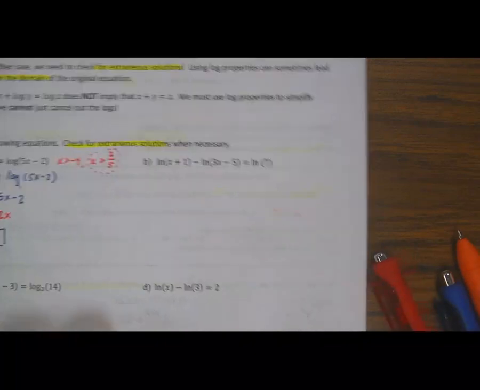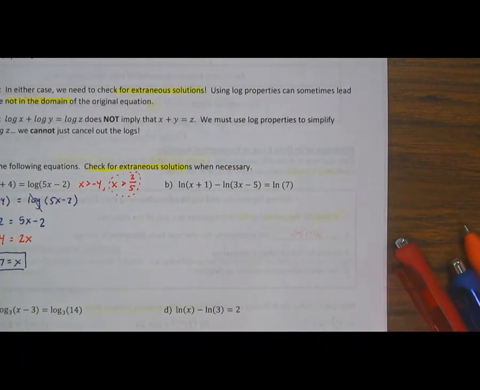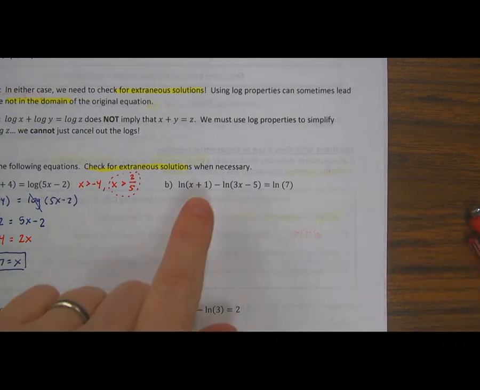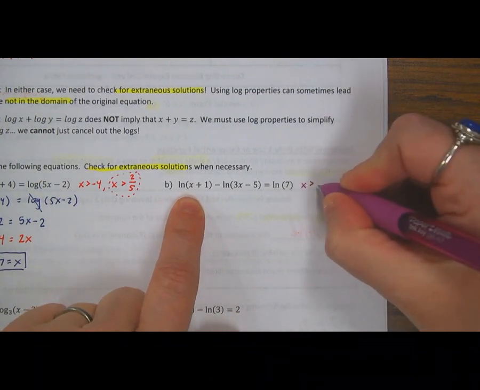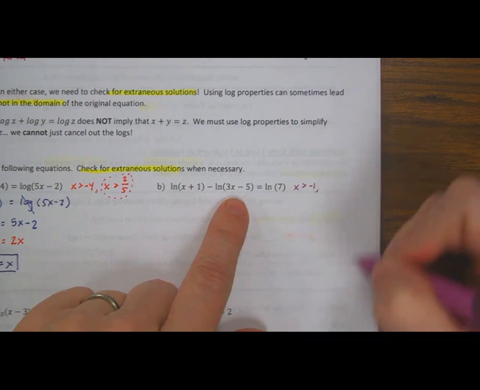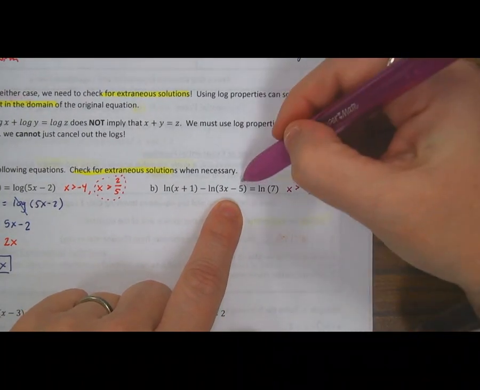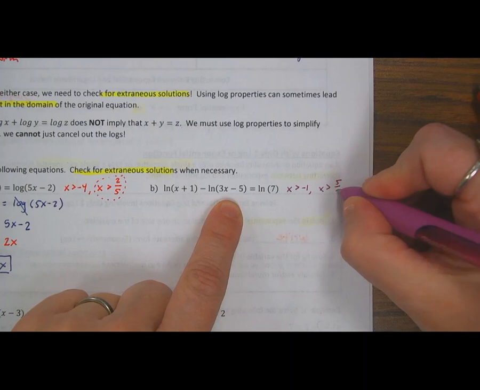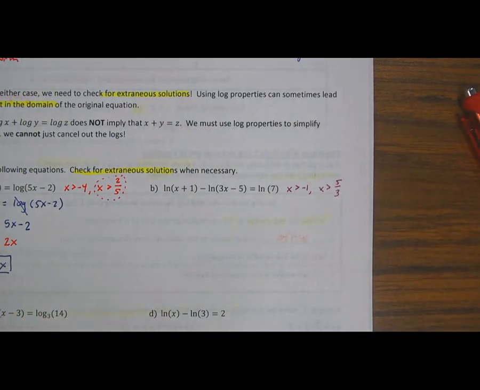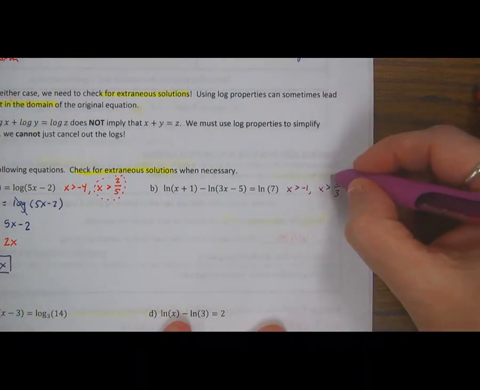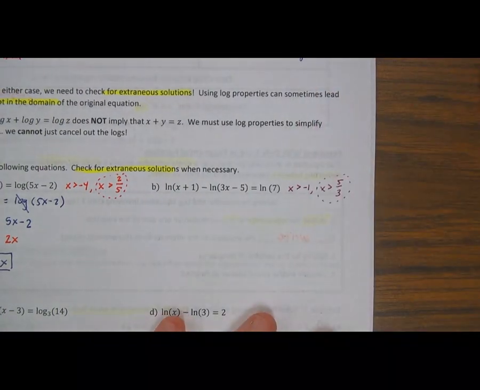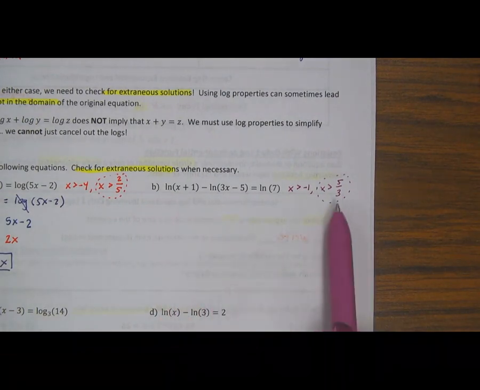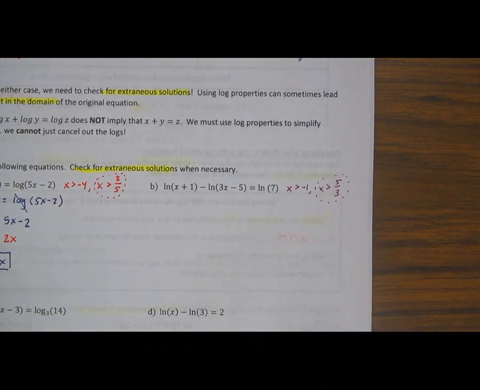Let's go to B. These are logarithms. They work the same way as when you see log. Natural log just indicates that the base of the logarithm is e. If I look at these arguments and figure out my domain, here I know that x has to be greater than -1. And here I know that x has to be greater than positive 5/3. And then the little shortcut is just go with the bigger one, because if x is greater than 5/3, then it'll automatically satisfy this part. So I'm going to solve for x, and I'm just going to make sure that my values are greater than 5/3.